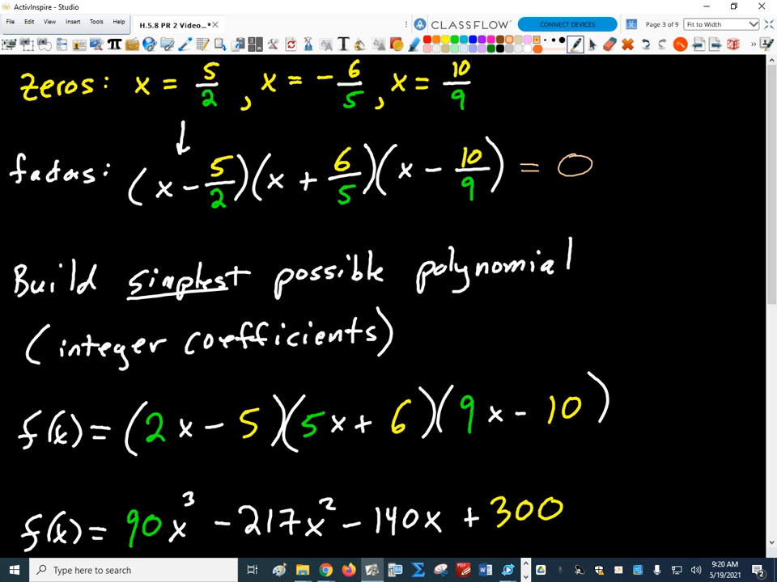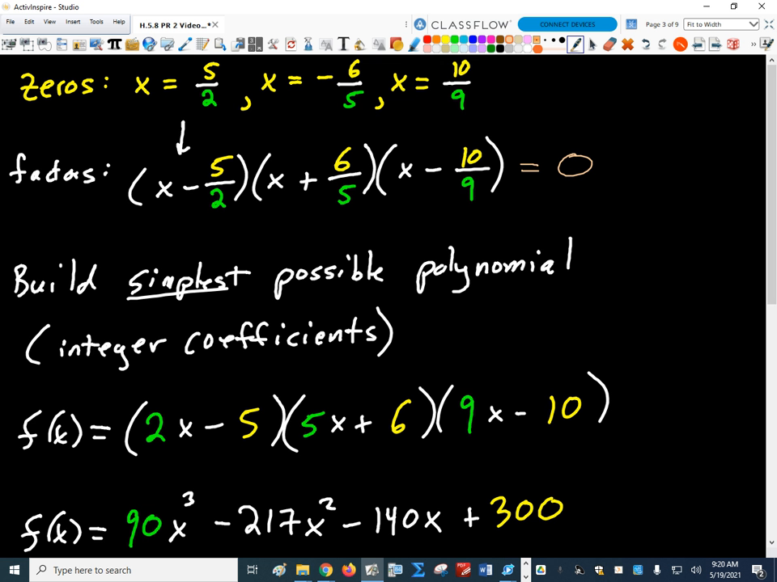Alternatively, what I could have done, and this would have been messy, I could have just expanded this whole thing out and gotten a whole slew of fractions, right? And then I could have cleared the fractions by finding the least common denominator of all the fractions. Well, what would it have been if I had done that? If I had just multiplied this whole thing out and gotten an x cubed, well, my first term would have been x cubed, and then I would have just gotten fractions in the rest of them.